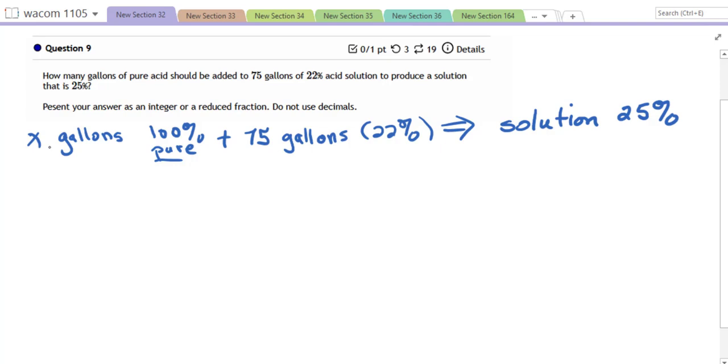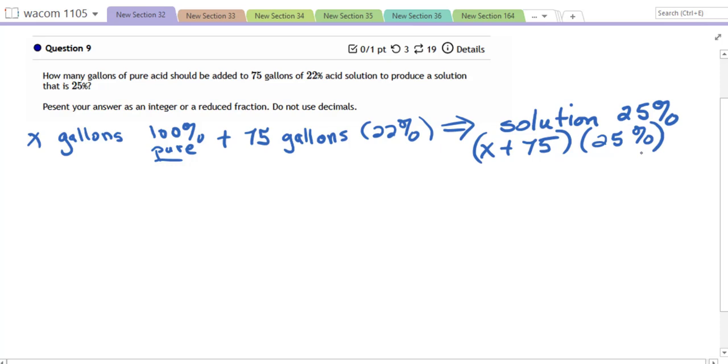Usually with these, you don't know how much you have of one, and you know your total, but you're going to add x of this to 75. So your total over here is going to be your 75 plus how much you add of this. So this is going to be x plus 75, your total here, times the 25%. We're only going to have one variable, so it's not going to be a system of equations.